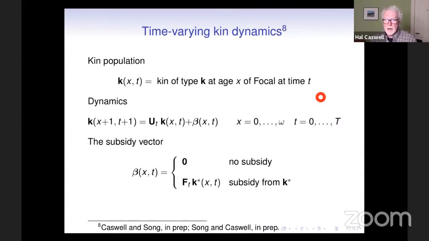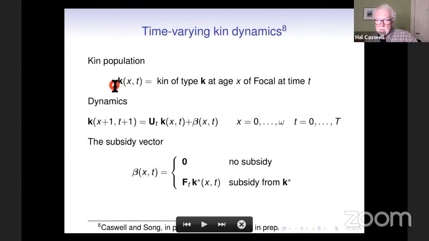And in order to describe time-varying kin, we need to enlarge our thinking. Now we have an age structure vector of kin at age x of Focal at time t. And the dynamics of that at age x plus one and t plus one: those kin come from the kin at age x at time t operated on by this survival matrix, plus the subsidy vector at age x and time t.